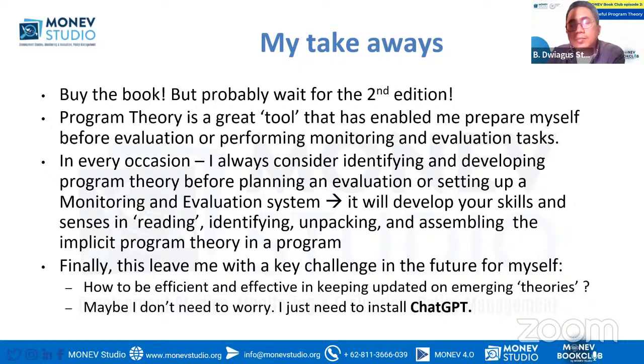Finally, my current challenge for the future for myself is how to be efficient, because sometimes you cannot keep up with the emerging theories. But maybe I don't need to worry because I just need to install ChatGPT. I heard ChatGPT can answer my worries about keeping updated on the emerging theories. So I think that's all, my highlight of the review. Over to you, Mbak Ari.